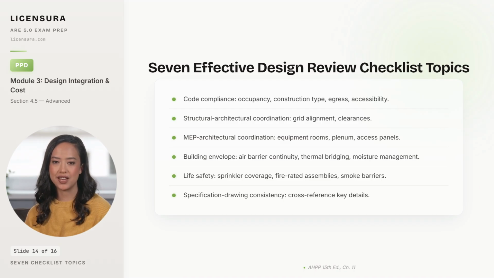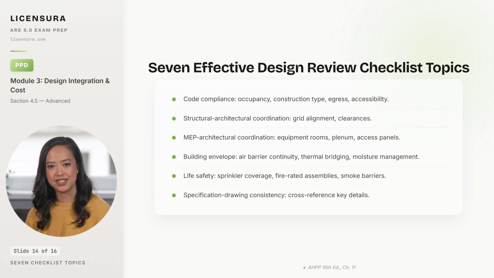Column locations that drift between A and S drawings produce the second largest share of RFIs. MEP architectural coordination covers equipment rooms, plenum depth, and access panels, since underallocated MEP space is the most common source of CA change orders. Building envelope coverage examines air barrier continuity, thermal bridging at slab edges and lintels, and moisture management at every interface, because envelope failures are the most expensive defect category by far. Life safety coverage examines sprinkler coverage, fire-rated assemblies, and smoke barriers. Gaps here can produce injuries and the lawsuit that closes the practice.